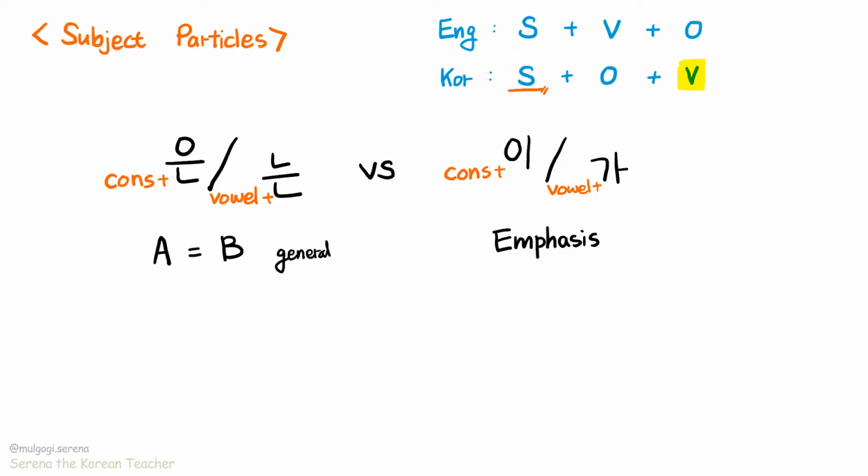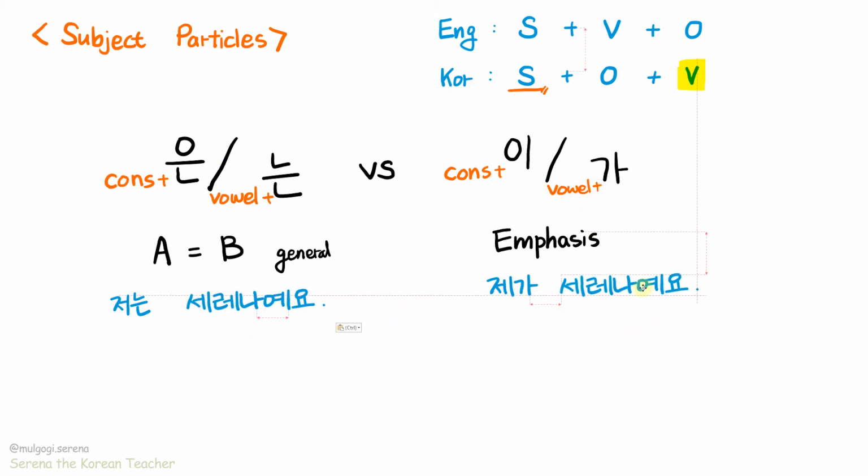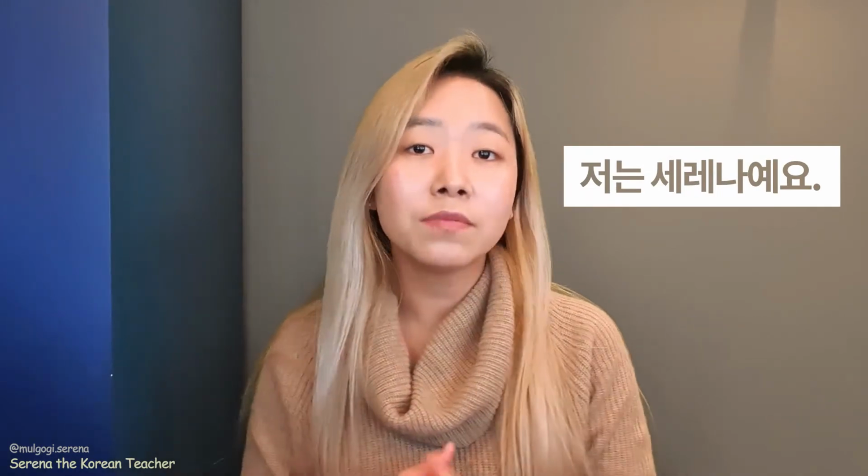What does it mean? Let's get into that a little quick. 저는 세레나예요. And this one, 제가, remember guys? 제가, and then it's the exact same, so I'll just copy paste it. 제가 세레나예요. If you are translating these two sentences into English, it's actually the same. What is it then? 저는 세레나예요 is I am Serena. I equals Serena. It's for a general introduction or general sentence, right?